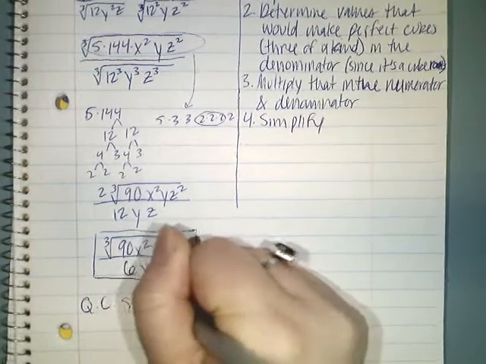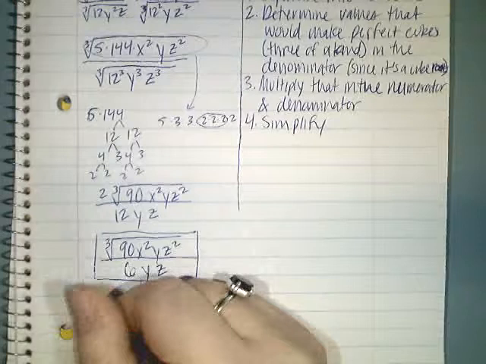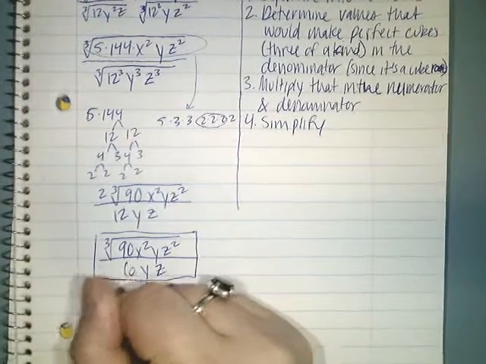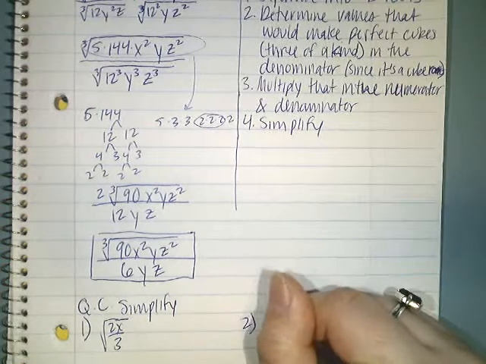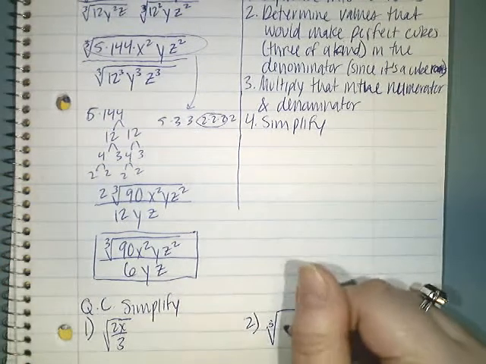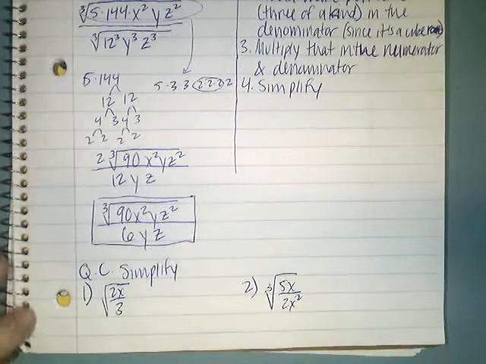I just want you again to simplify. And I'll make these a lot smaller than the other one. So I have the square root of 2x over 3 as our first one, and we'll do another cube root of 5x over 2x squared as the next one. So try those out real quick.